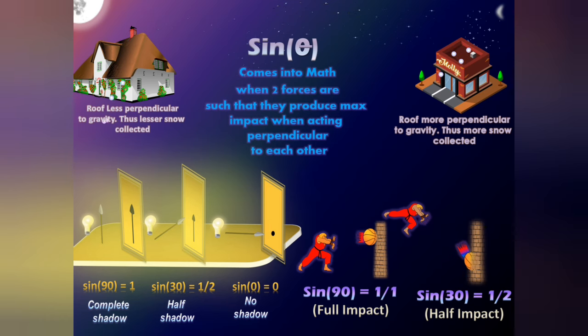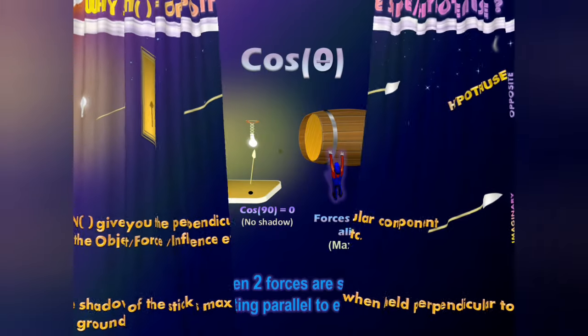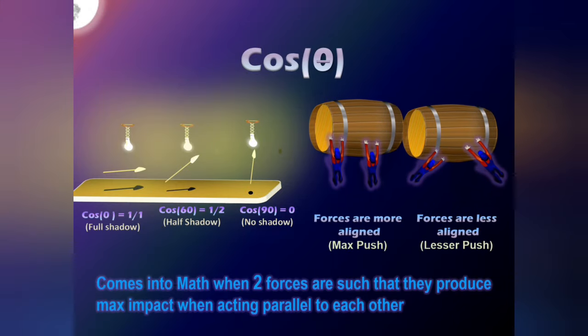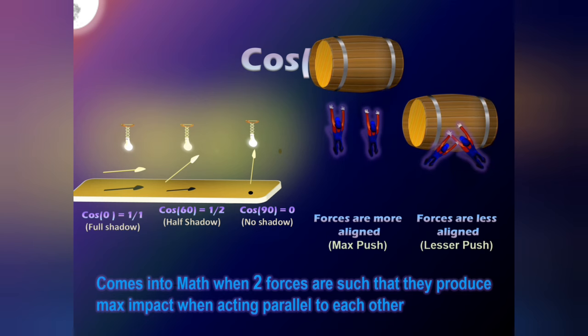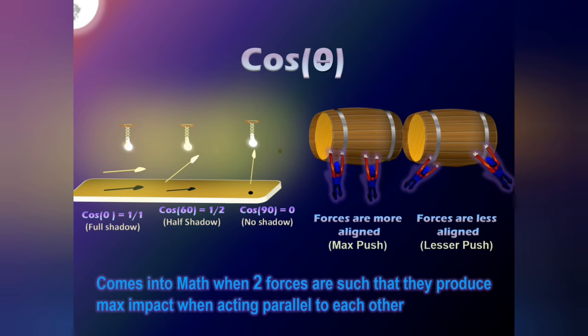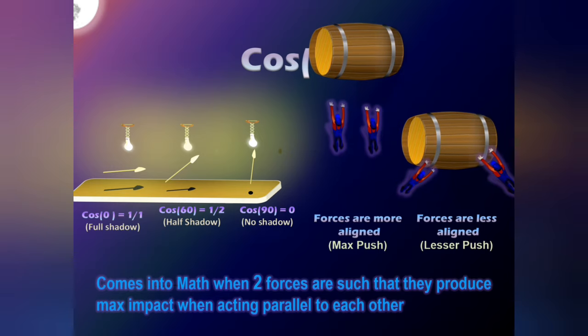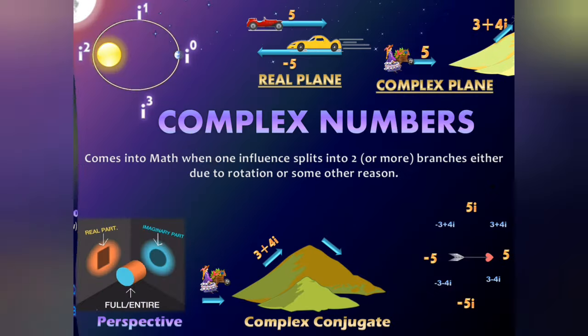Now, coming to cos theta. Cos is a measure of how much parallel two forces or objects or influences are with respect to each other. Say two forces push a drum. Won't the maximum effect be when these forces are acting parallel to each other?